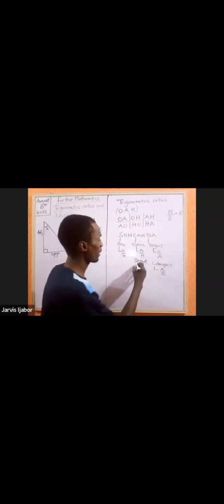Now, look at this one. Cosine will be secant. So this is the reciprocal of this. Remember that when we're treating reciprocal, I told you that what reciprocal does essentially is to turn. So the reciprocal of this is what? Secant. So it will turn this. I now have what? H over A. So secant will be this.